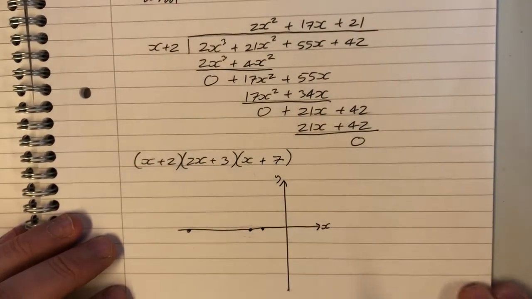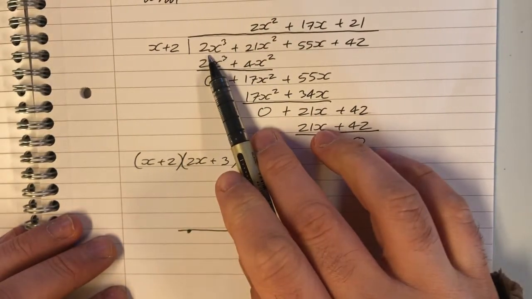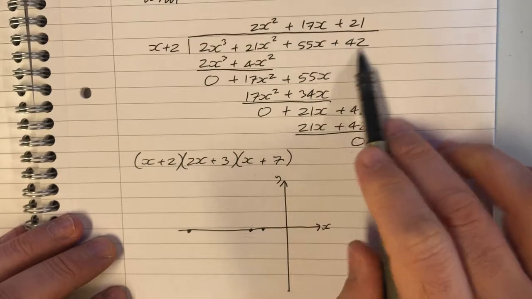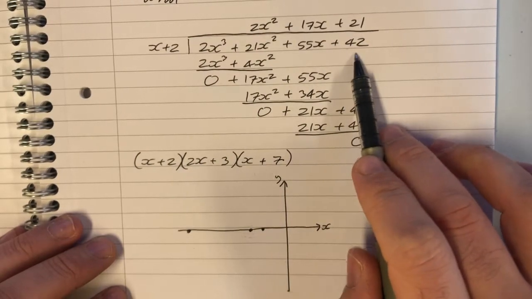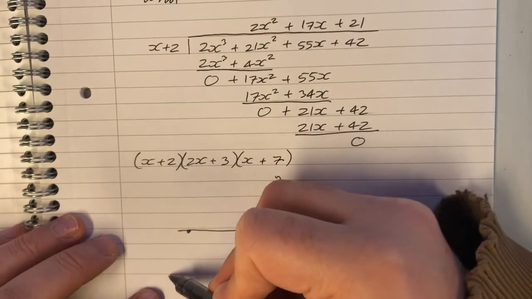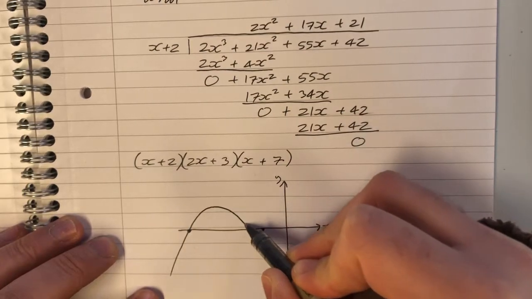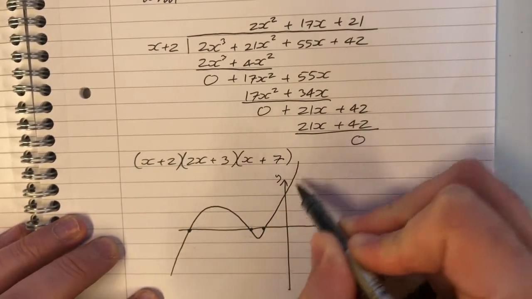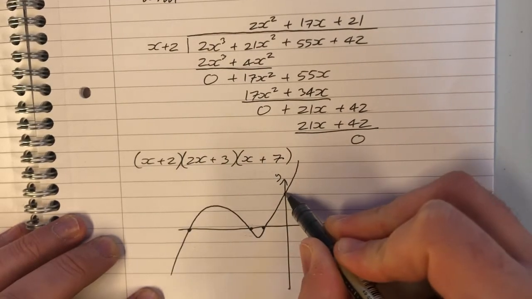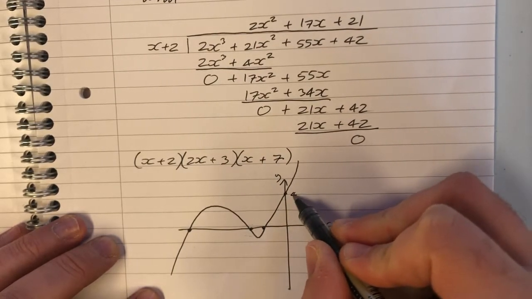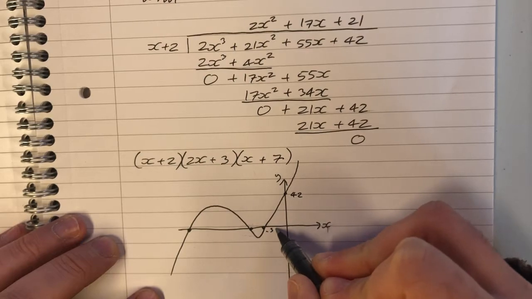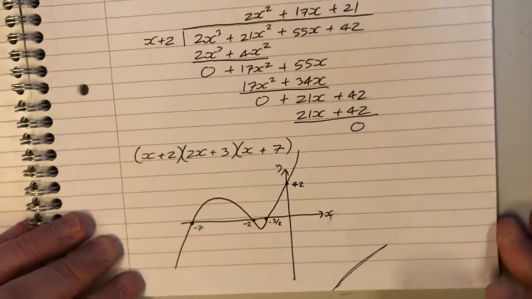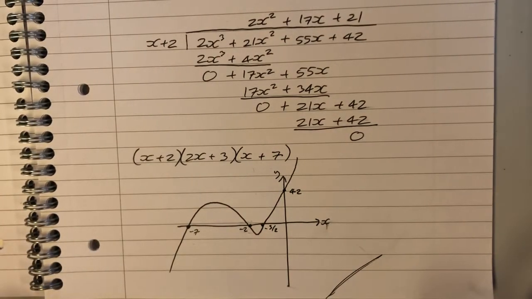It's a positive cubic because my coefficient of x cubed is positive 2. So it starts low and ends high, and it goes through my y-axis at positive 42, because that's the constant at the end of my cubic. Come up, come down, turn very quickly to go up again, and it's not a great shape actually, that one, but it'll do. 42, minus 3 on 2, minus 2 and minus 7, and that is my sketch done. Okay.